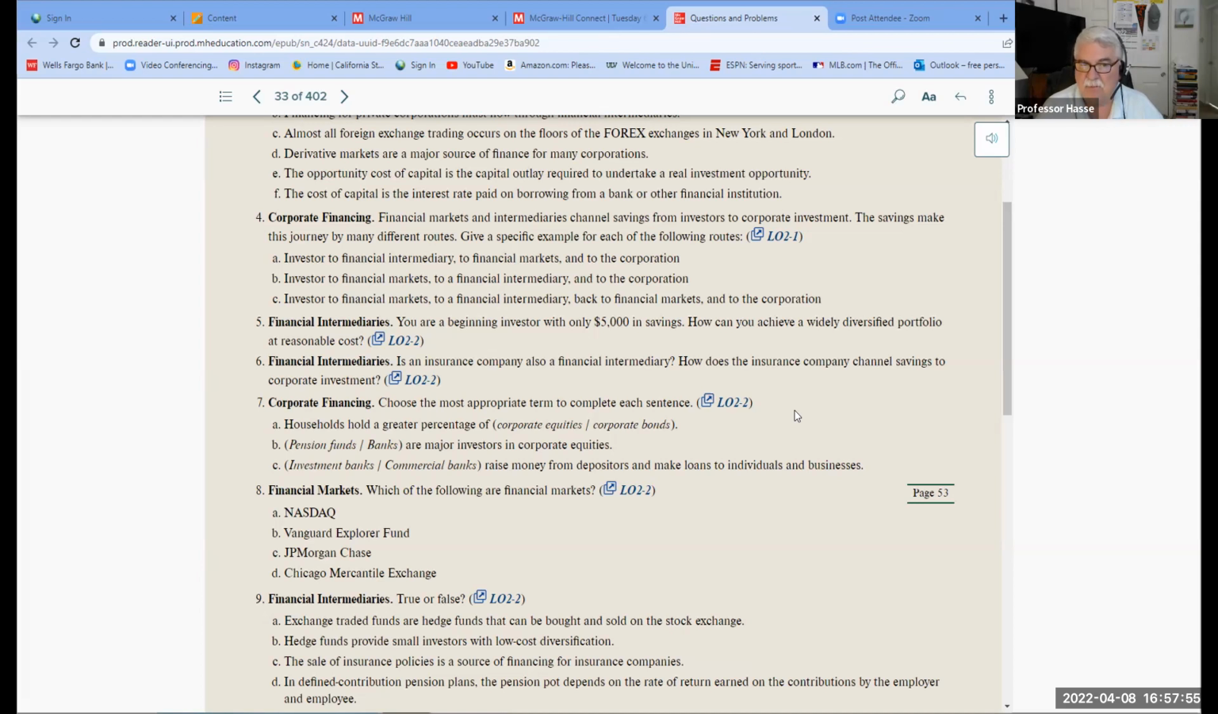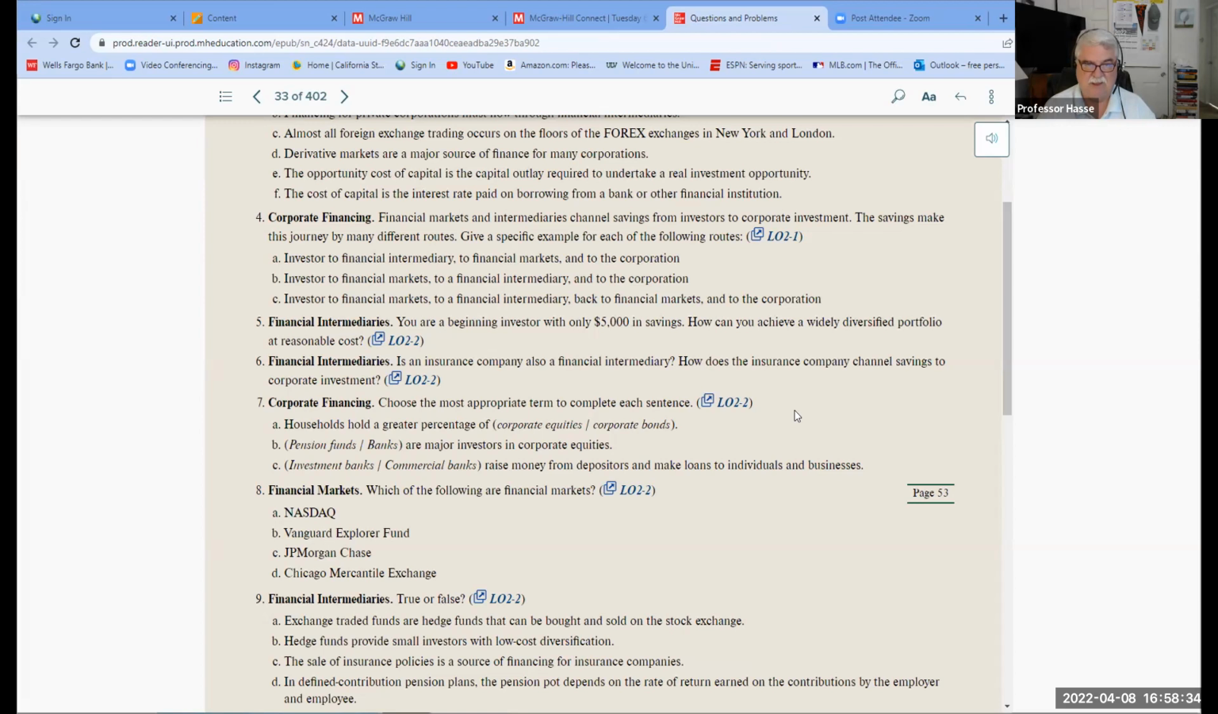Pension funds or banks are major investors in corporate equities. It's got to be pension funds. Your pension fund of your employee, your 401k, your 503b if you work for a not-for-profit. Those pension funds invest in stock. Banks are not allowed to invest in corporations due to their limits as Federal Reserve requirements of owning a bank. Banks cannot own stock in other companies. They can own stock in their own company, but they cannot own stock in other businesses.